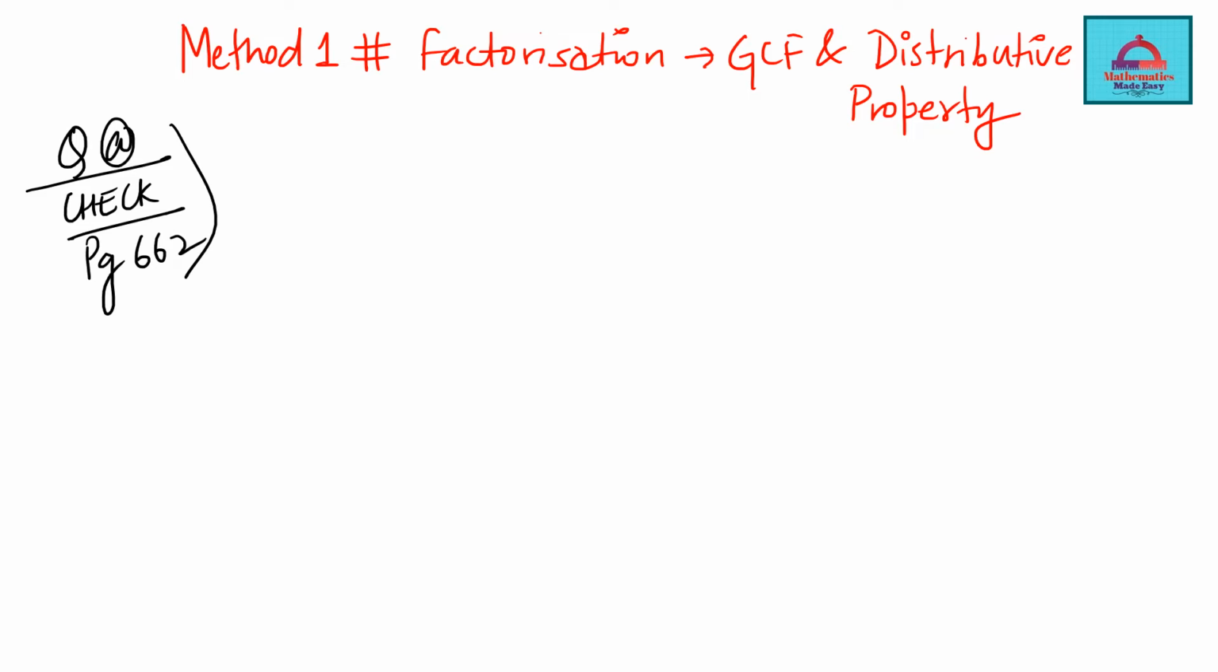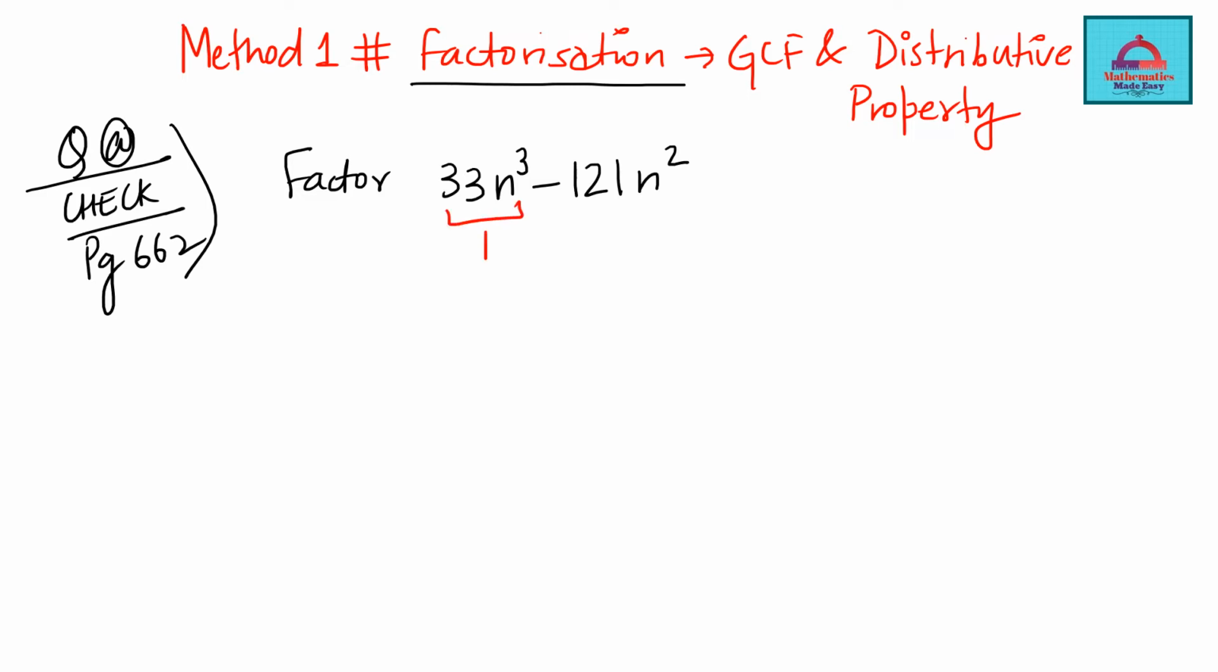So you are given to factor 33n cube minus 121n square. If you see, there are two terms, it's a binomial. So we have to factor it and write it as a product of monomials. Okay, so let's look at the first term. This is the first term. This is the second term. So let's take the first term, 33n cube, and let's factor it.